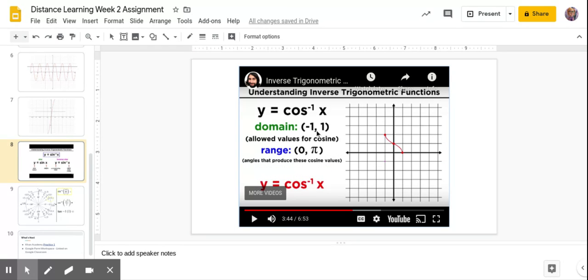So we said that the domain is from -1 to 1 because that was the range before, and we flipped the range and domain. Inverse cosine function.